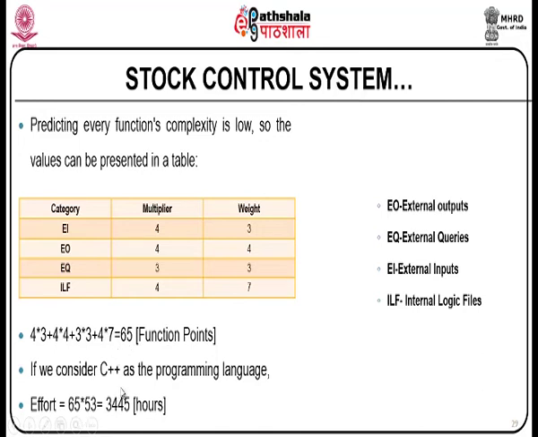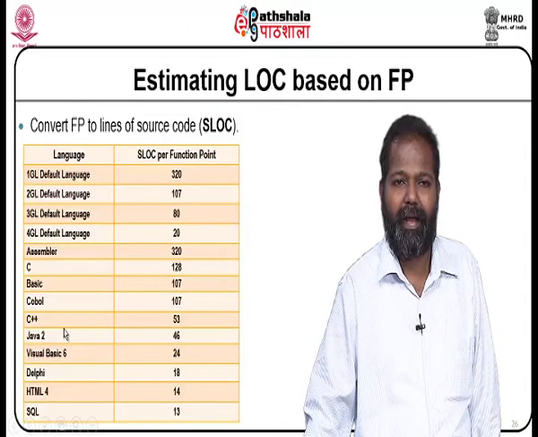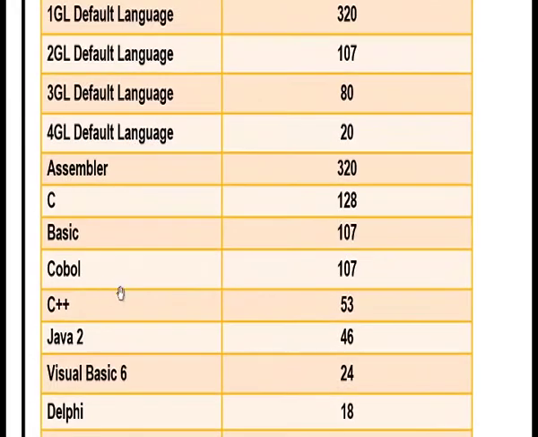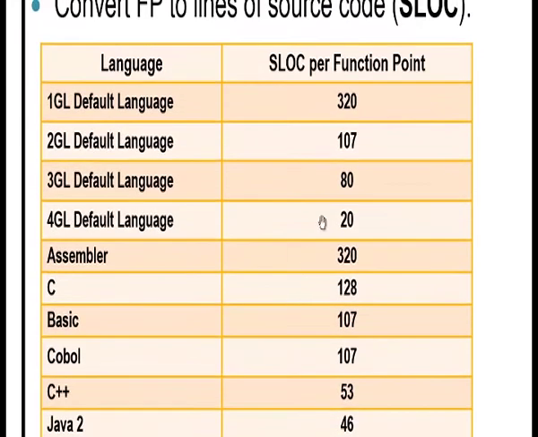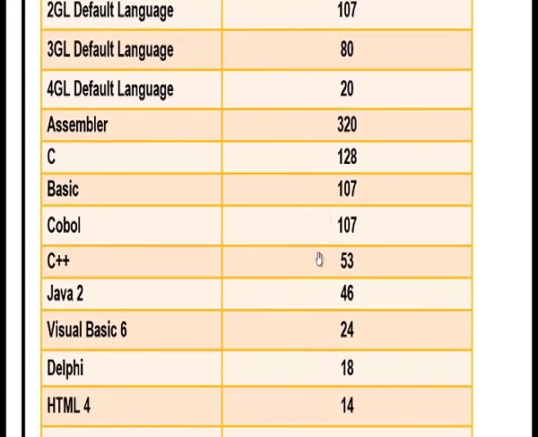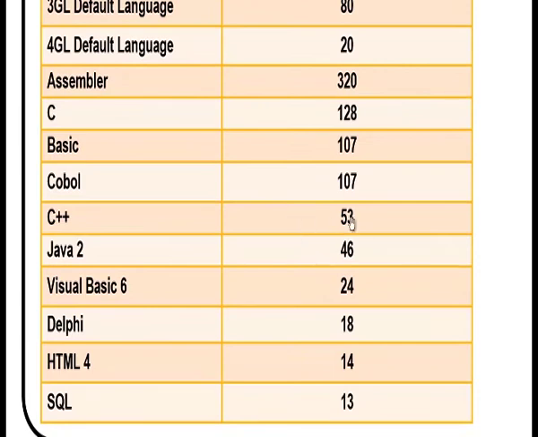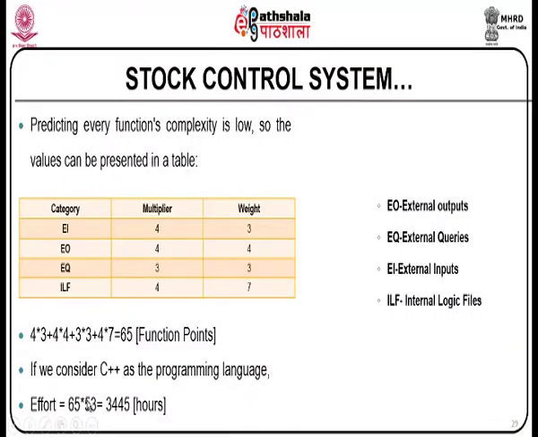If we consider C++ as the programming language, effort is equal to 65 into 53, 3445 hours. We are arriving at the value 53 by referring to this table, where for C++ you can see that the value corresponding to the function point is 53. 65 into 53 is 3445 hours.